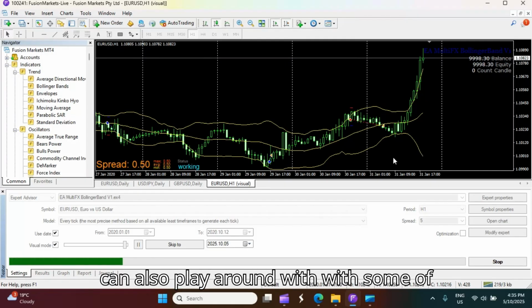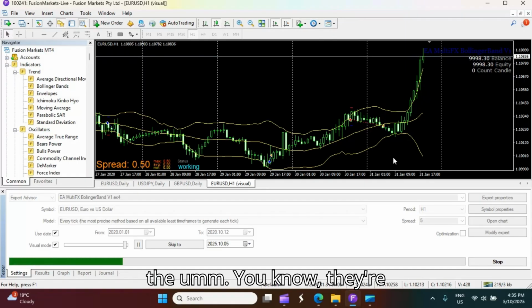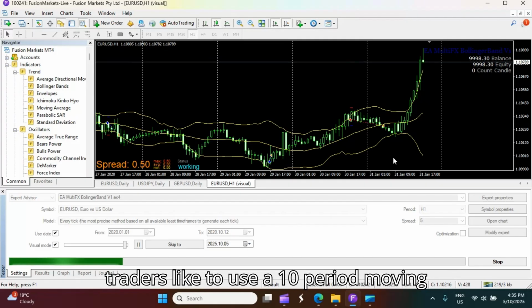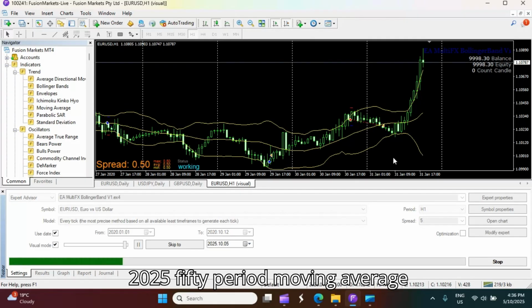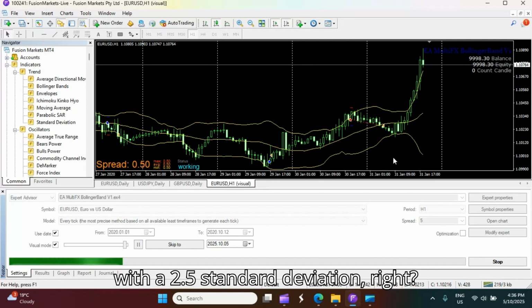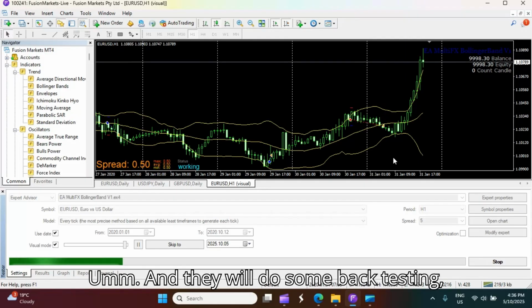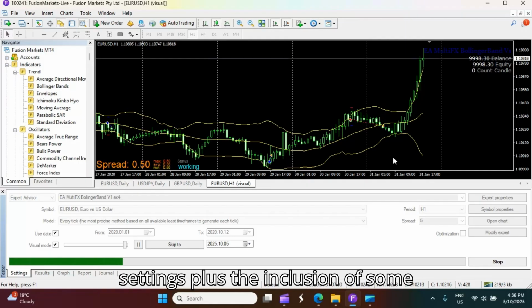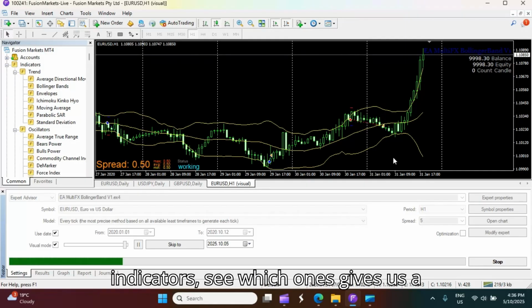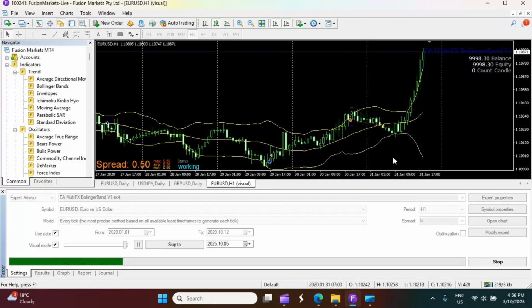We can also play around with some of the moving average settings. Some day traders like to use a 10 period moving average with a 1.5 standard deviation. Swing traders tend to use something a little bit bigger than that, a 20, 25 or 50 period moving average with a 2.5 standard deviation, right? And they will do some backtesting, and see which one of all these different settings, plus the inclusion of some indicators, gives us a better return.